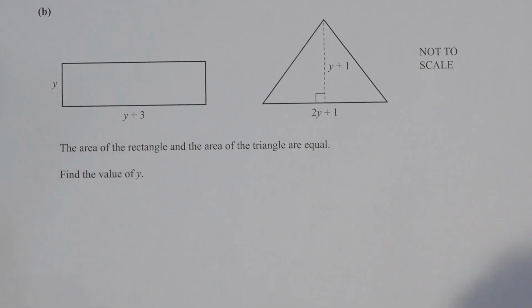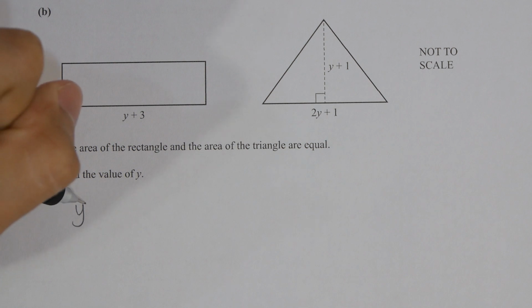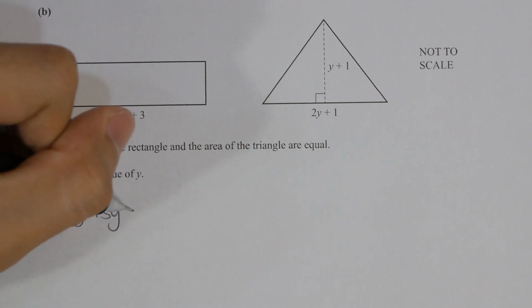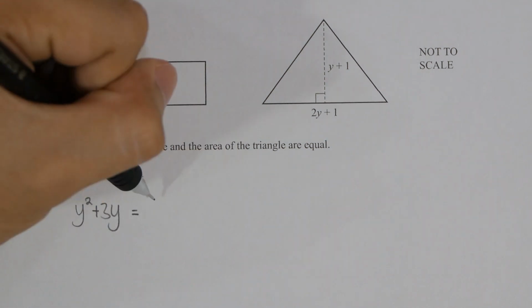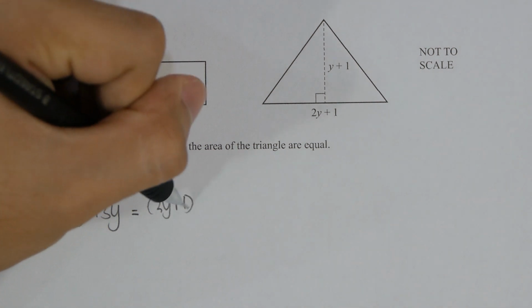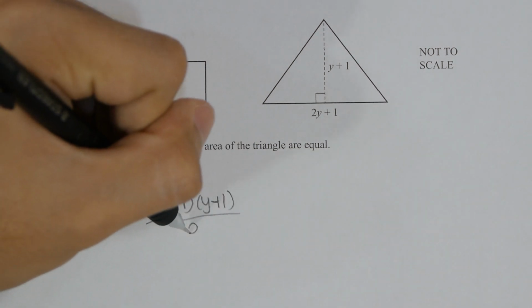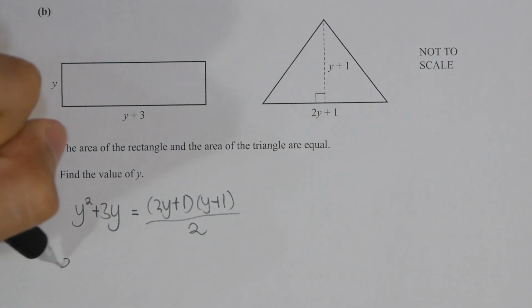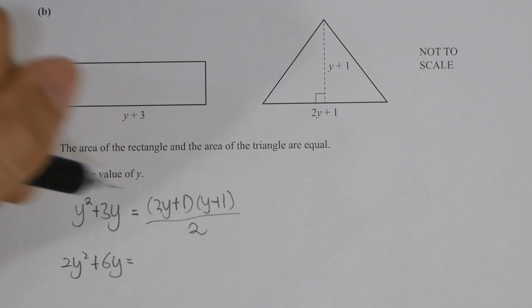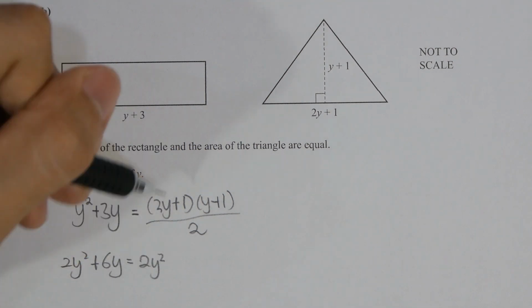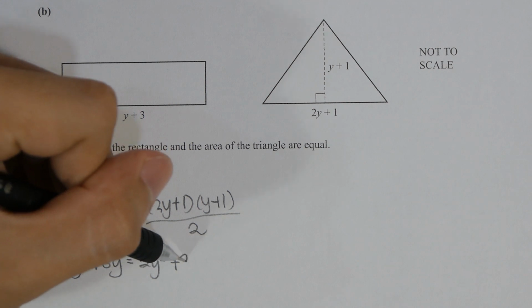Whereas for part B, the area of the rectangle and the area of the triangle are equal, which means y times y plus 3 equals 2y plus 1 times y plus 1 divided by 2. By running a calculation, y's value will actually be 1 over 3.